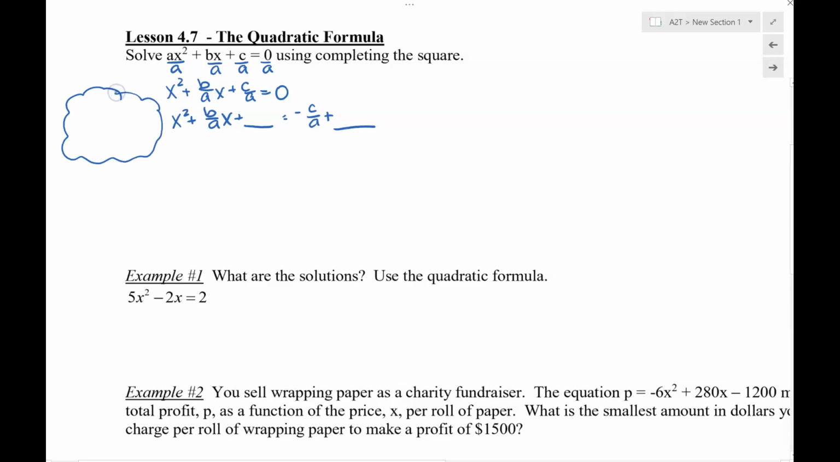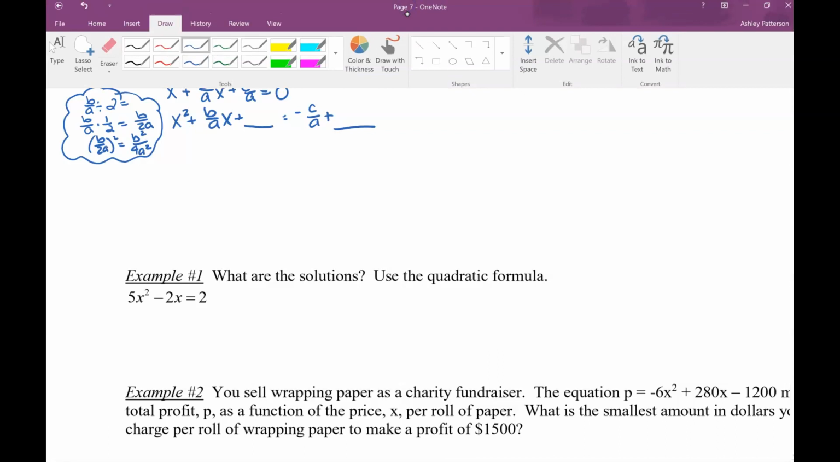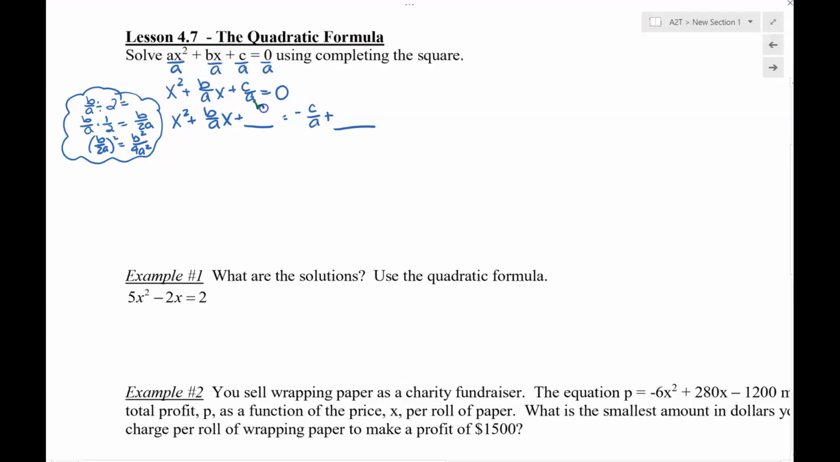We're going to have to take half of our middle term, so we're going to have b over a divided by 2, which gives us b over a times a half, which gives us b over 2a. And then we have to square it. Now, if you're going to square a fraction, remember you square the top and the bottom, so we get b squared over 4a squared. And that's what we're going to add to both sides. So b squared over 4a squared to both sides. Did I just say add to the top and the bottom? That doesn't make sense. That's what we're going to add to both sides.